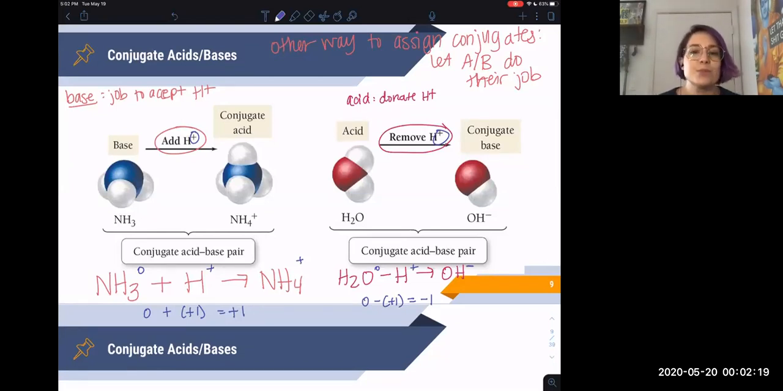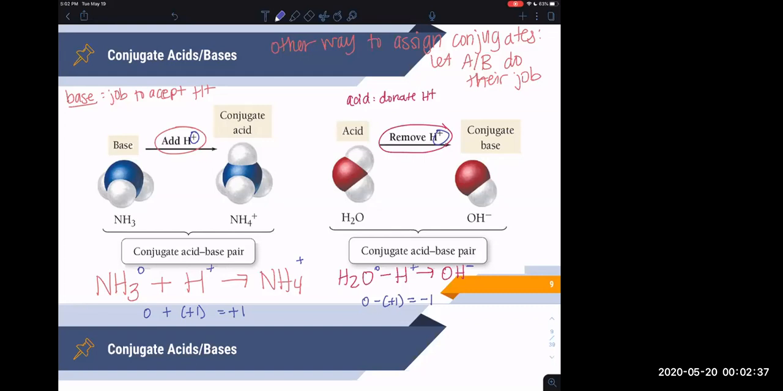Let it stay as simple as this in your head so that when you get to upper level chemistry in graduate school, you're not embarrassed like I was with identifying conjugates. All right. Let the acid and base just do their thing. And whatever they make when they do that, that's the conjugate that goes with it.